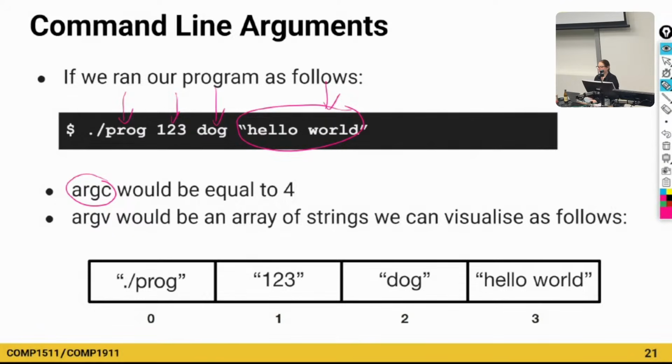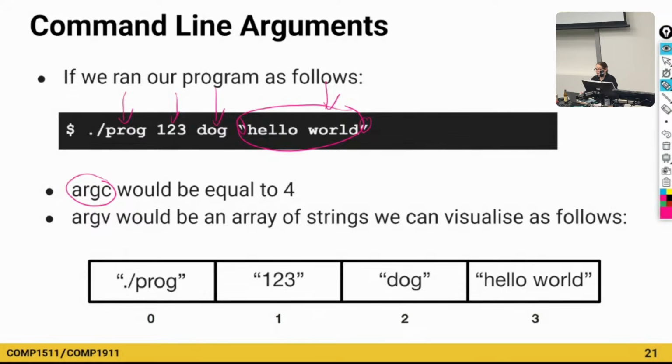Now, in Linux, it divides up the command line arguments with white space. So if you've got white space in your command line argument, you've got to put it in quotes. So this is treated as one command line argument. And the quotes aren't actually part of it. I hope that makes sense. So that would be hello space world that would be fed in.